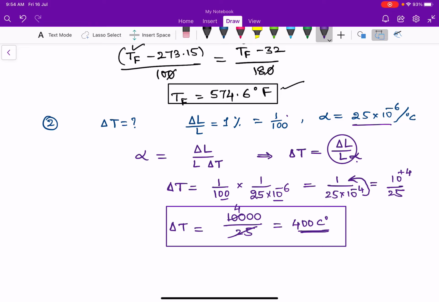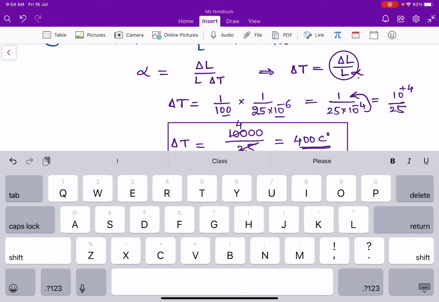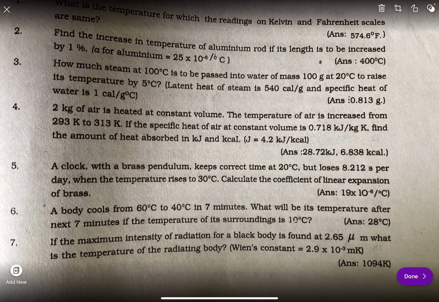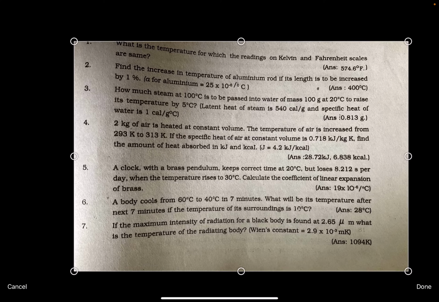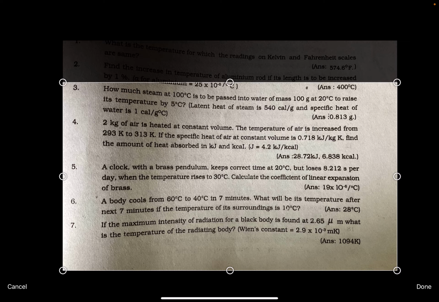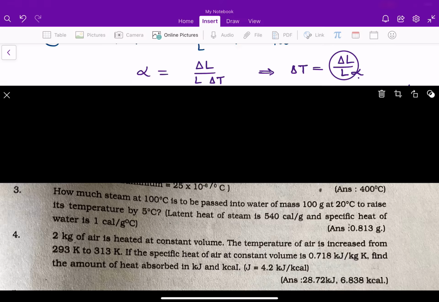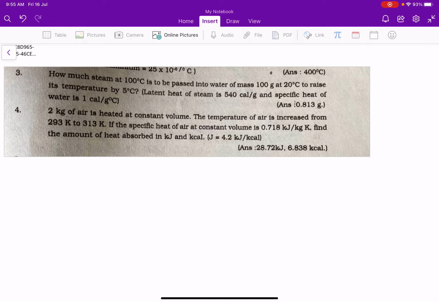Now I am going to solve problem number 3. Here, we solve problem numbers 3 and 4. Okay, first I am going to solve problem number 3.